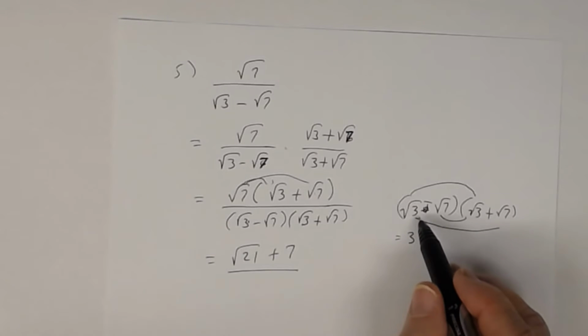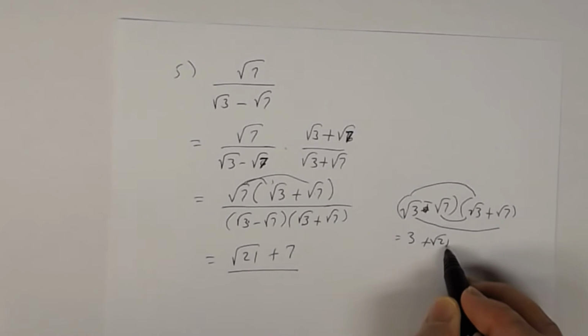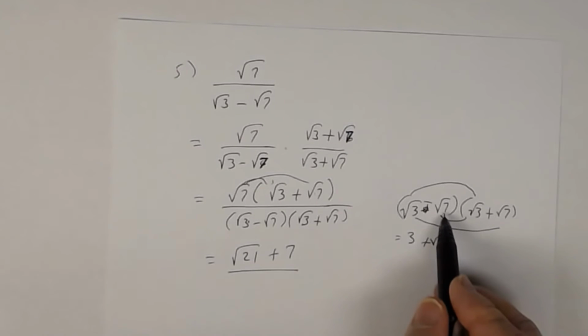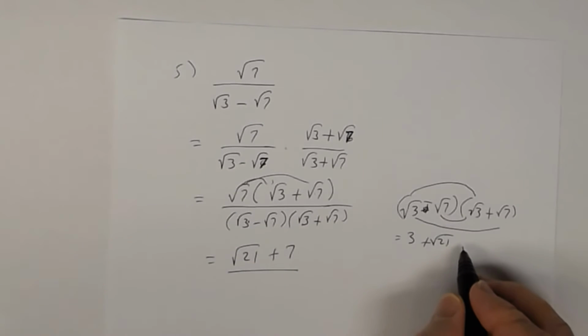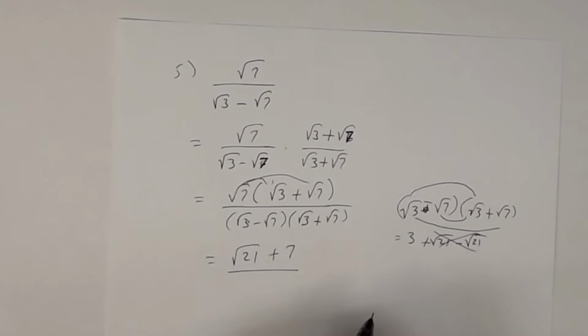But if you do write it, keep in mind what you have. You have the square root of 3 times the square root of 7 is the square root of 21. The inner, a negative square root of 7 times the square root of 3, is a negative square root of 21. And notice those two terms are opposites. So when you add them up, you get 0.